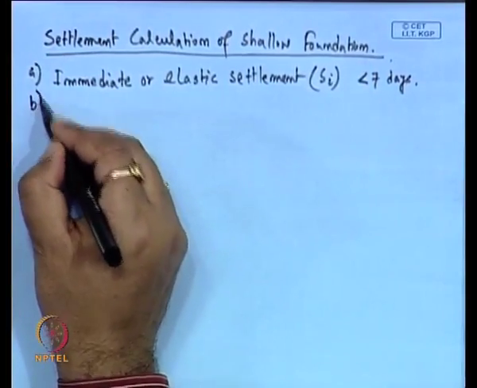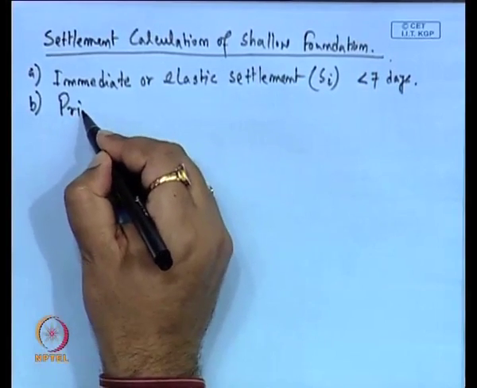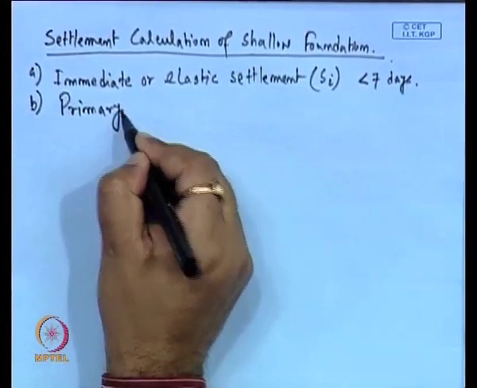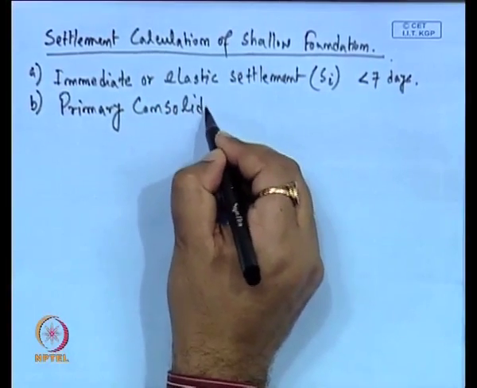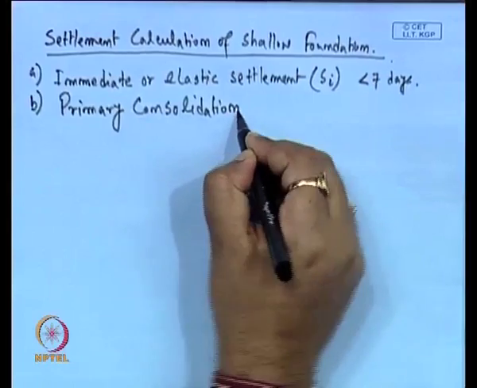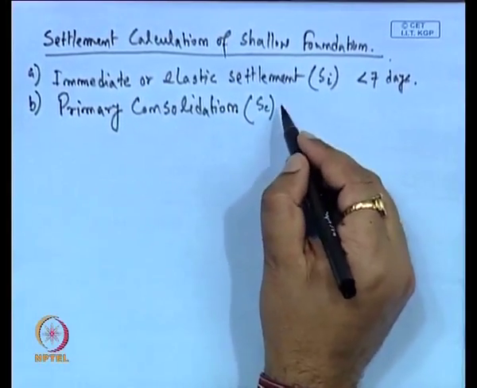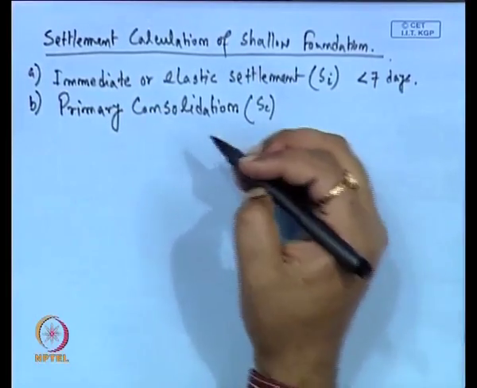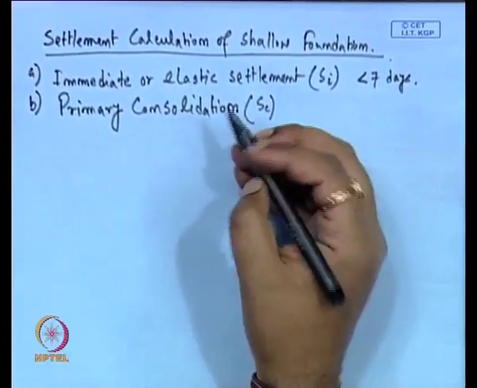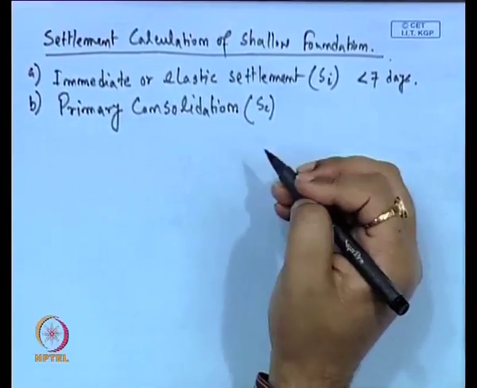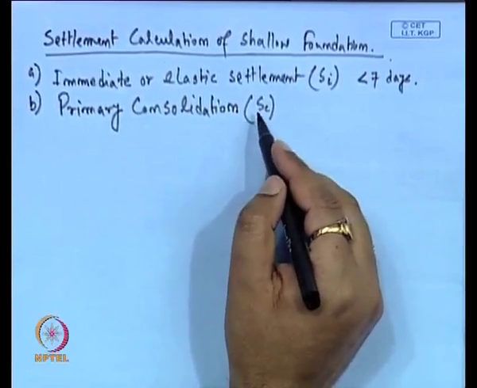The next one is the primary consolidation settlement, Sc, and this is due to the consolidation process. Once we get the immediate settlement, then we go for the consolidation settlement. This is the time dependent settlement.